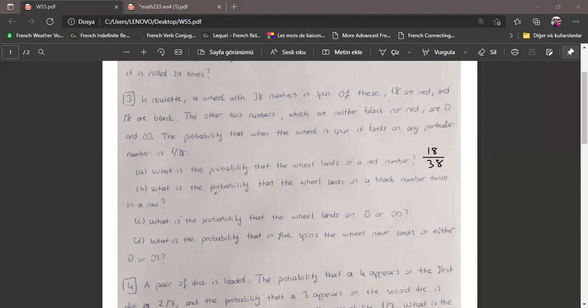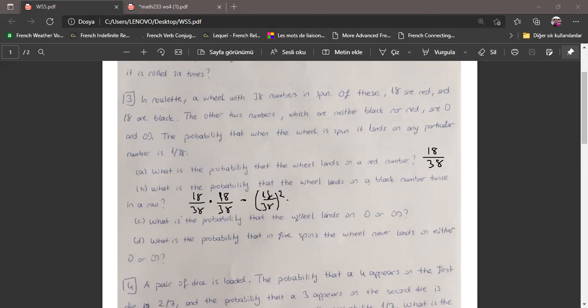Now, what's the probability that the wheel lands on a black number twice in a row? First we will have 18/38, because we have 18 black numbers, and we spin it again. In the second spin, we multiply by this. We can have the same black number again; we don't care about that, so we again have 18 possible outcomes out of 38. So it's 18/38 squared.